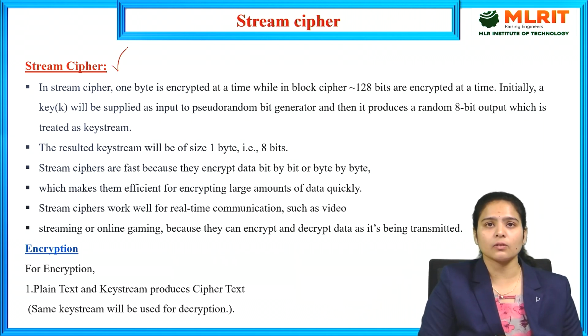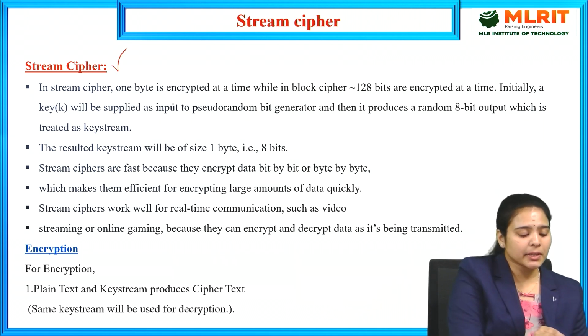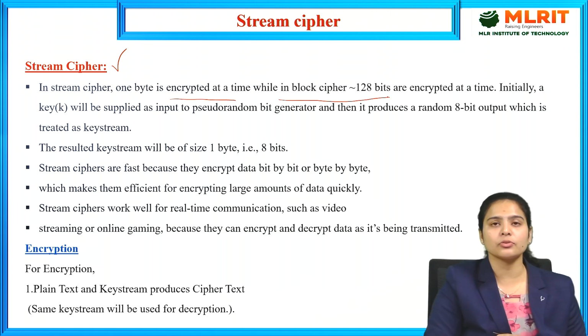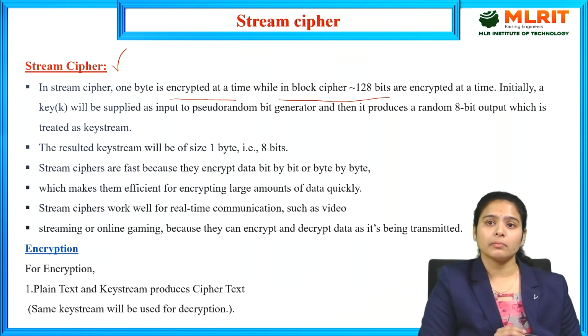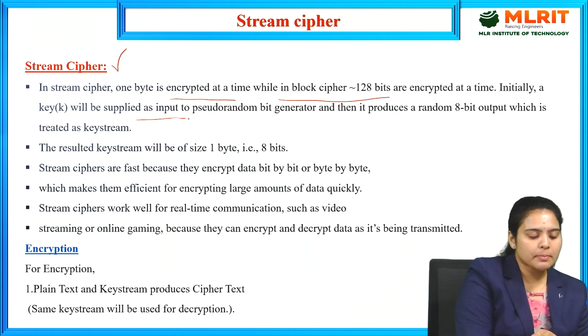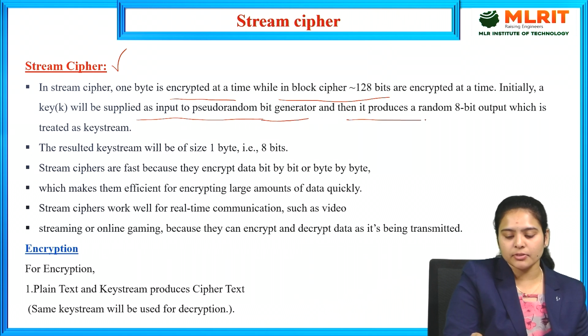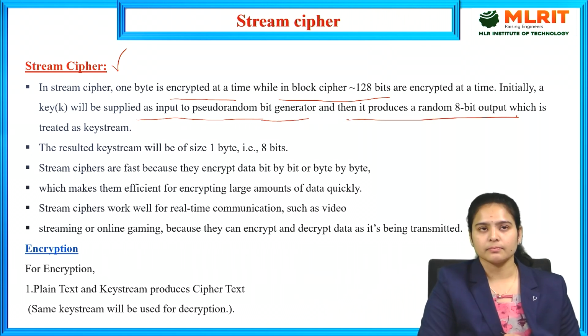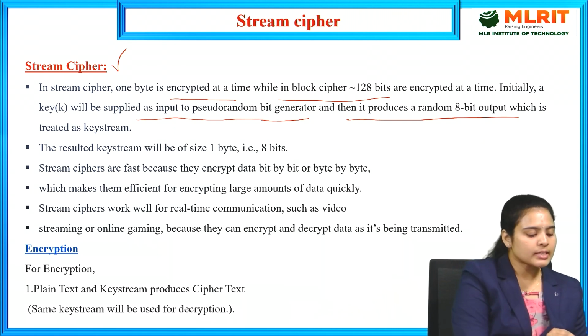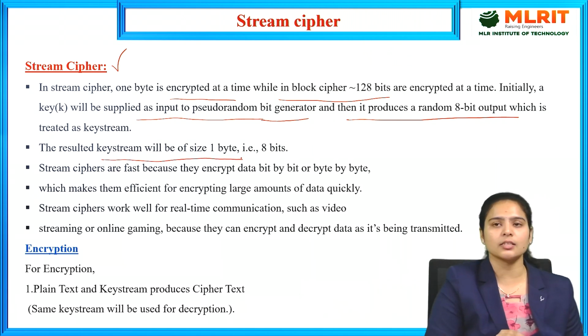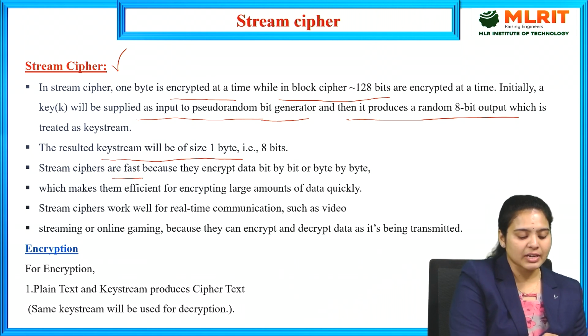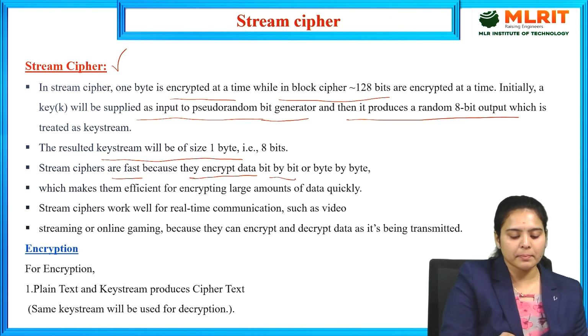Stream cipher is also encrypted at a time, while in block cipher 128 bits are encrypted at a single time. Here the input goes to a pseudo random bit generator, and it produces a random 8-bit output. The key stream has a size of 1 byte, and 1 byte equals 8 bits. Stream ciphers are also fast because the data is encrypted bit by bit or byte by byte.